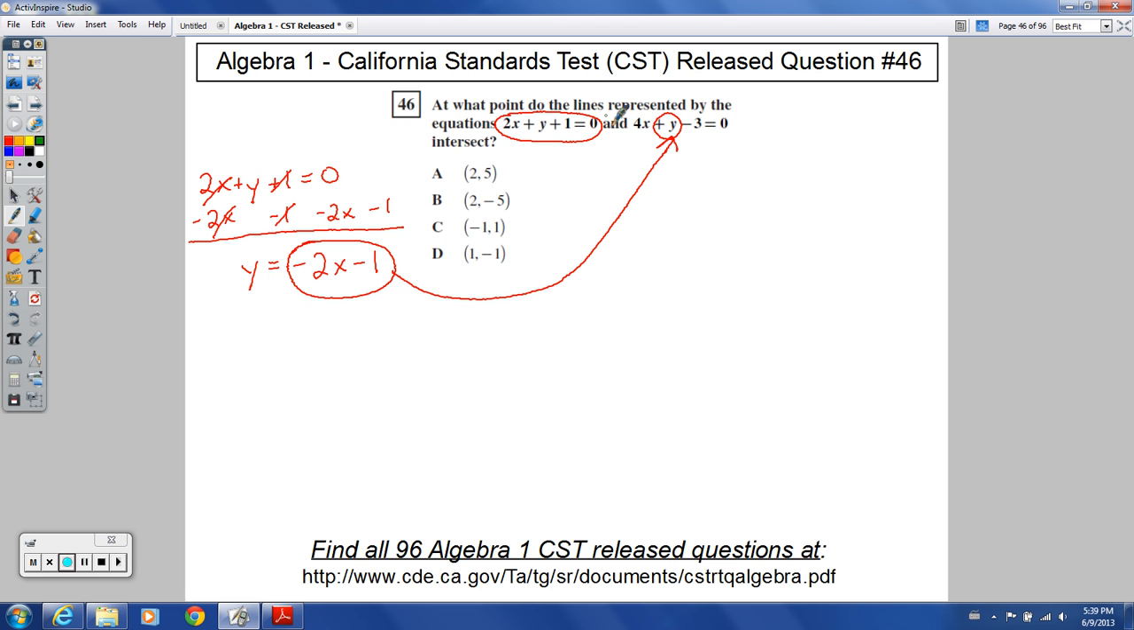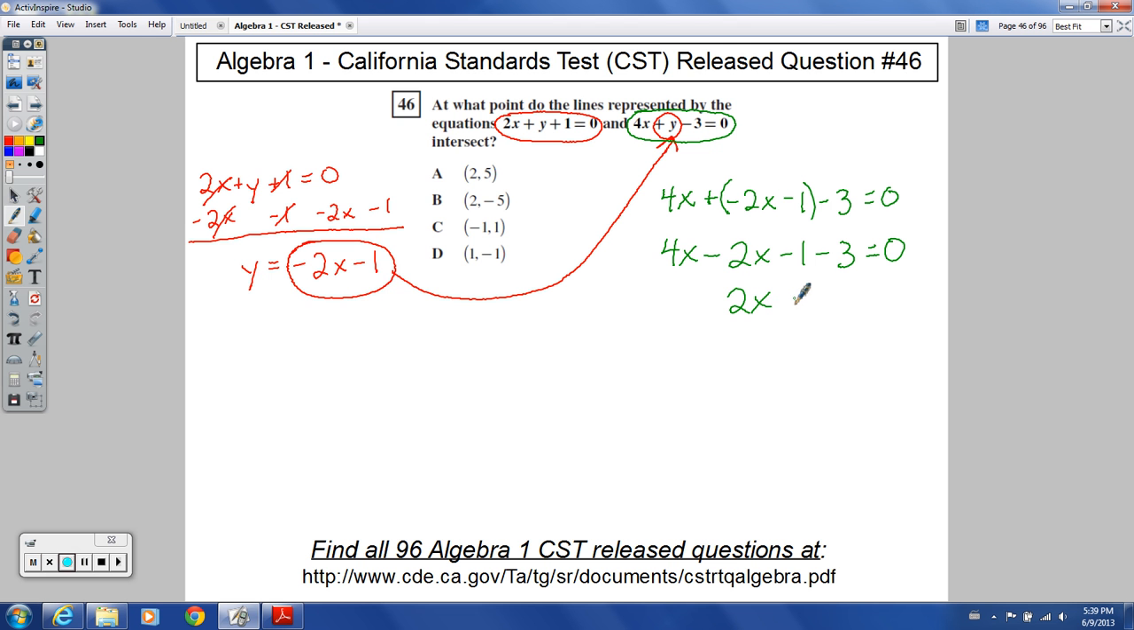And so I'll do this part in green just to make it easier to follow. So now I have 4x plus, and I'm plugging in this for y. I've got a y right here. It becomes negative 2x minus 1. So I have that still minus 3 equals 0. This plus sign won't change anything inside there, so I can just rewrite this as 4x minus 2x minus 1 minus 3 equals 0. Solve that for x.